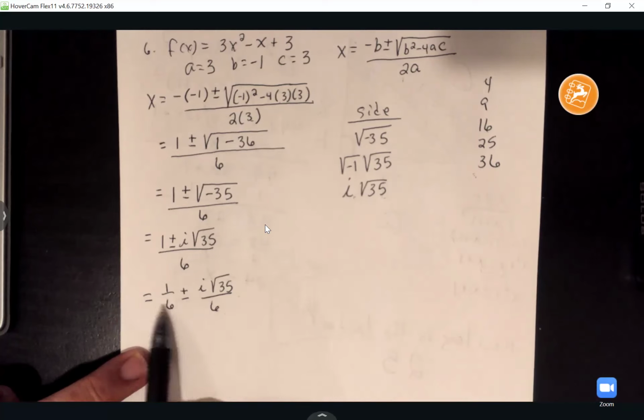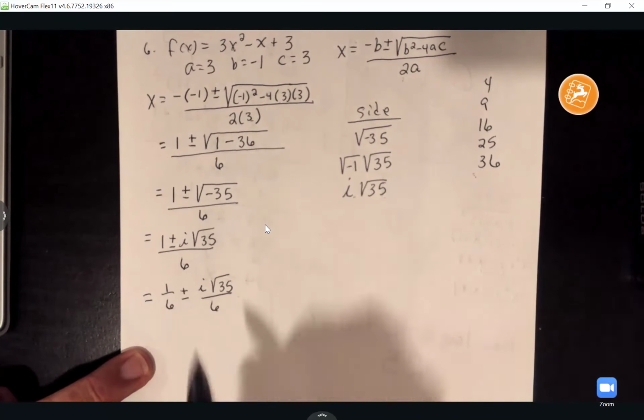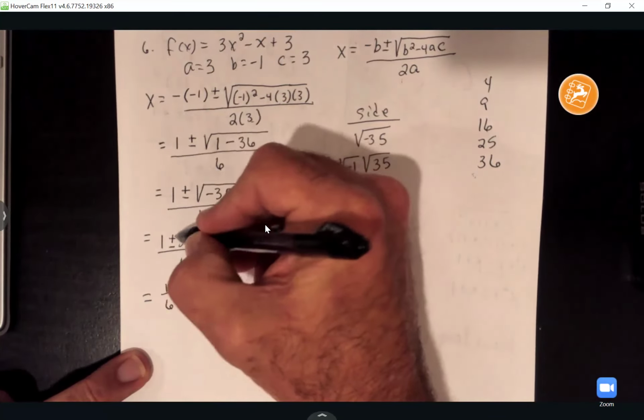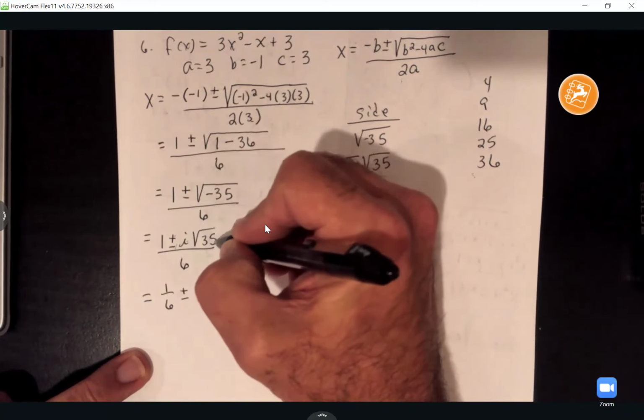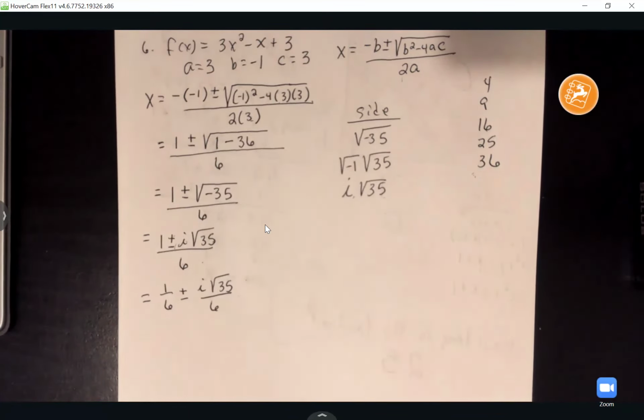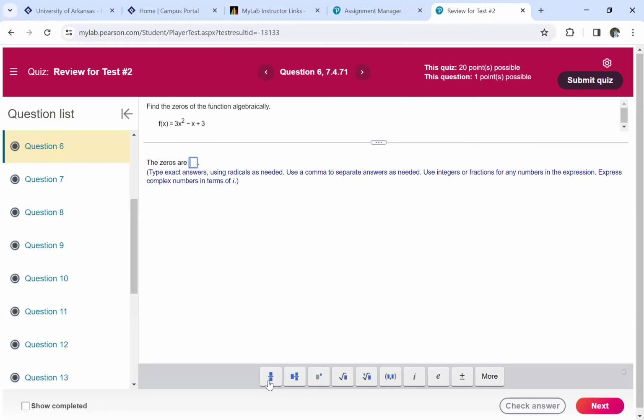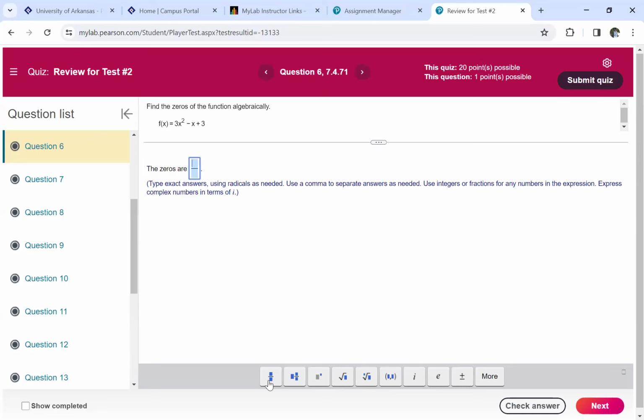And then I said we had to split it into 2 fractions. So you put the 1/6 and then plus or minus the i square root of 35 over 6. So the trick on this one is putting it into MyLab, like you said. So let's go to the MyLab. The first thing I did was hit the first fraction for the first number, and that's where I put in my 1/6. So I did my 1, and then arrow down and put in my 6, and then y'all arrow right.